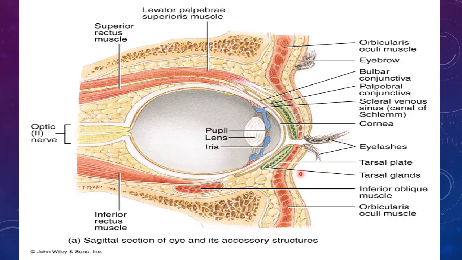Next, you can see here the area of the cornea, and from here this cornea continues into the conjunctiva. They make up the bulbar and palpebral conjunctiva, so the epithelium continues into the conjunctiva.